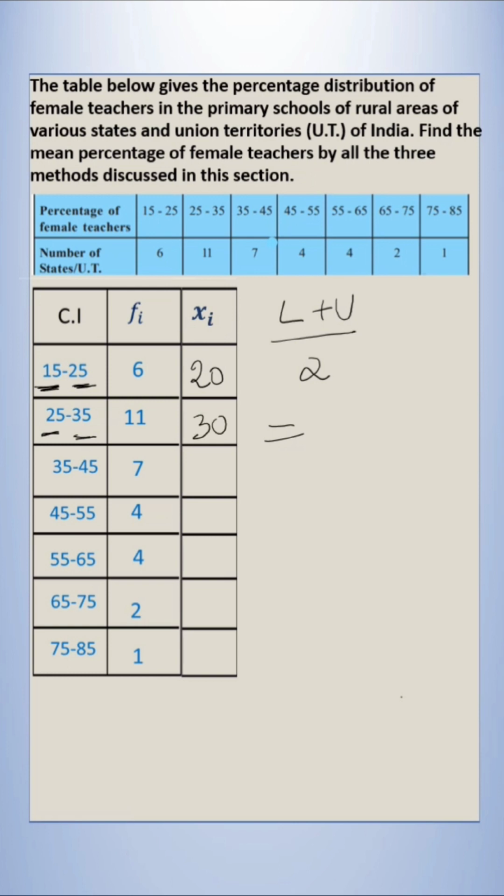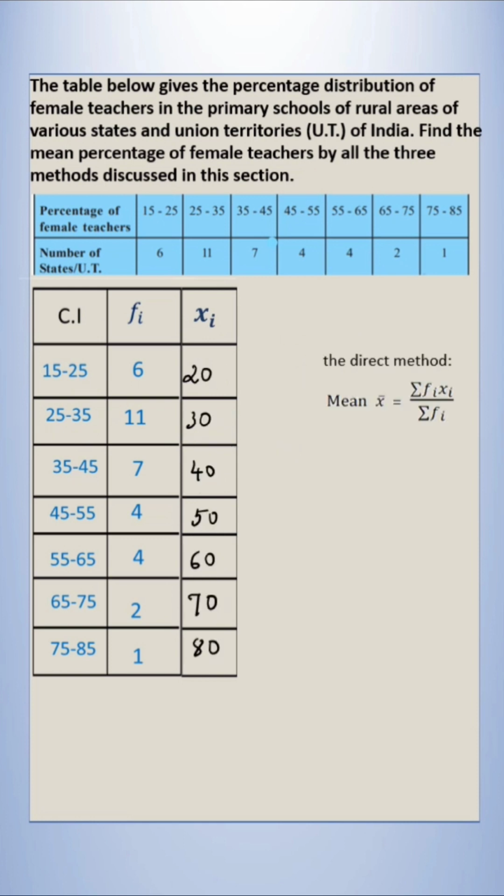You can now use a trick to find the midpoint or class mark or xi. How? You know the class size is 10, isn't it? If you go on adding 10 to the previous xi, you'll get the next xi. 30 plus 10, this is 40. 40 plus 10, this is 50. 50 plus 10, this is 60. 60 plus 10, 70. 70 plus 10, 80.